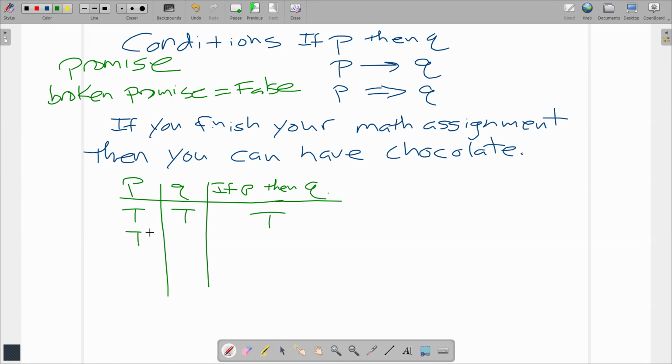Suppose I finish all my math assignments, but I don't get chocolate. The promise is broken. That's the only time it's false.